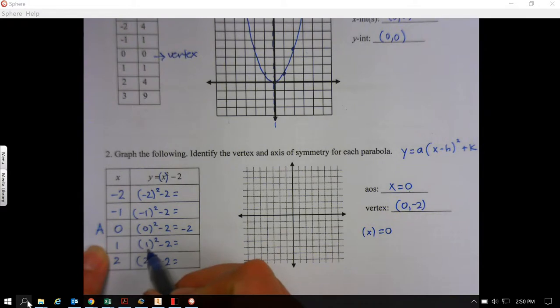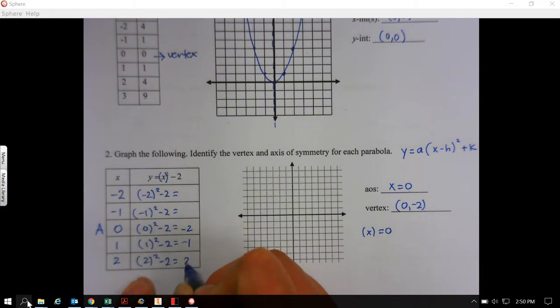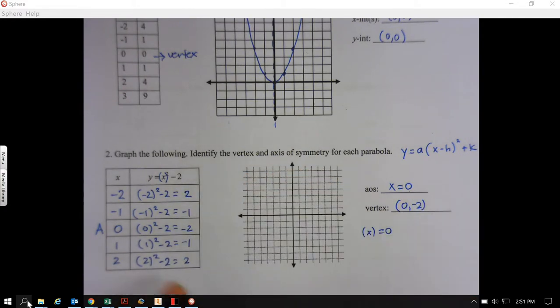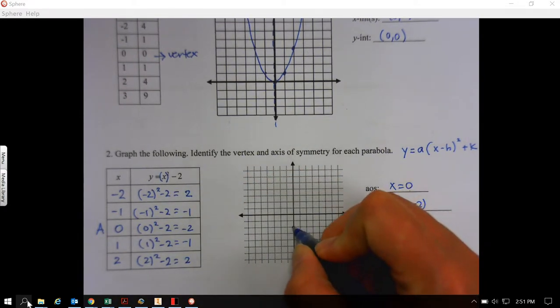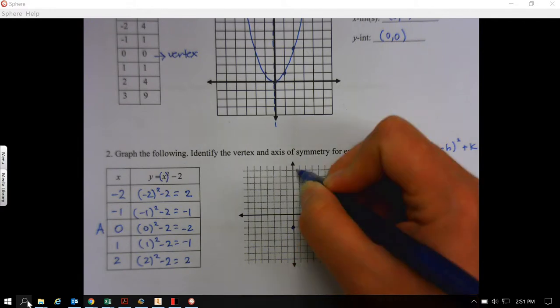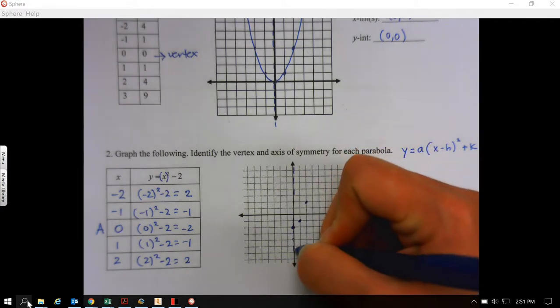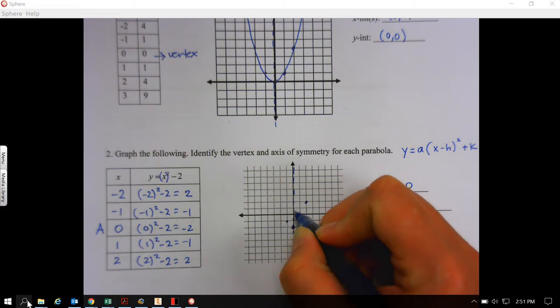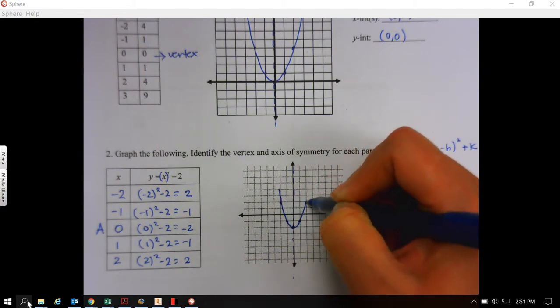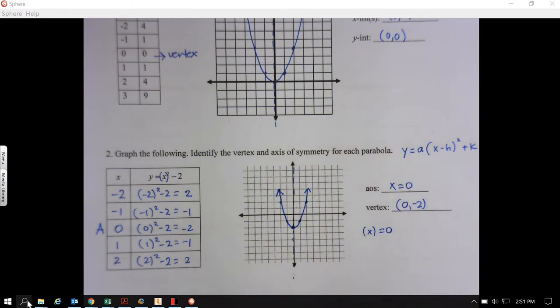When I evaluate the other points here, I have 1 squared is 1 minus 2, gives me a -1. When I square the 2, I get 4, minus 2 more is 2. We get the mirror image on the other side over here. And we have our values. So we're going to plot. We come down 2. Again, it is the mirror image because the axis of symmetry cuts right through the graph. It creates a mirror, and I can plot my other points. It is a U shape. Extend, put your arrows.